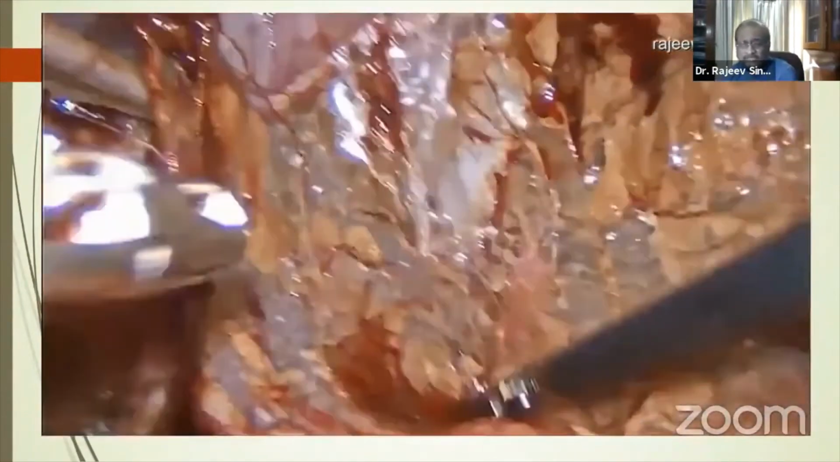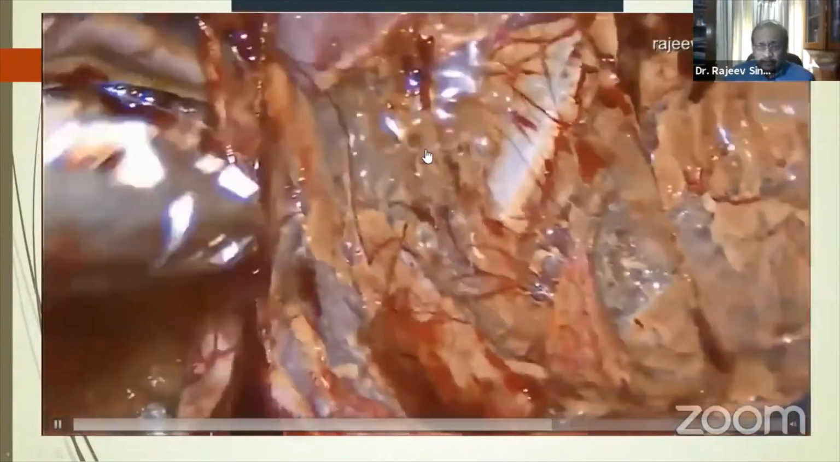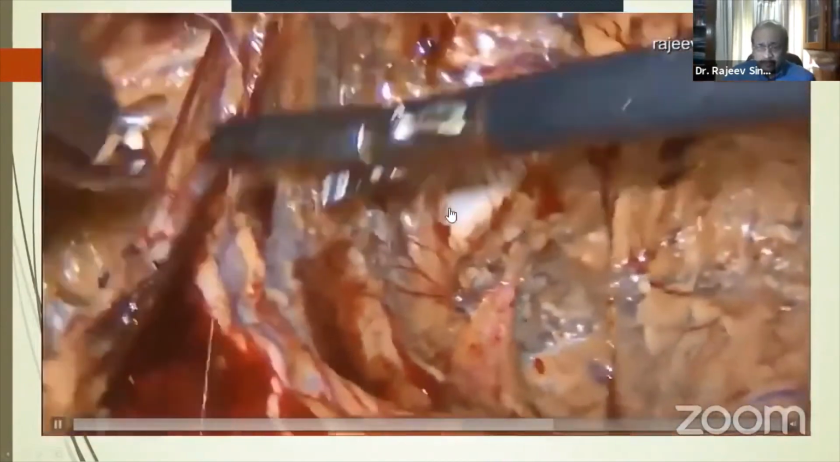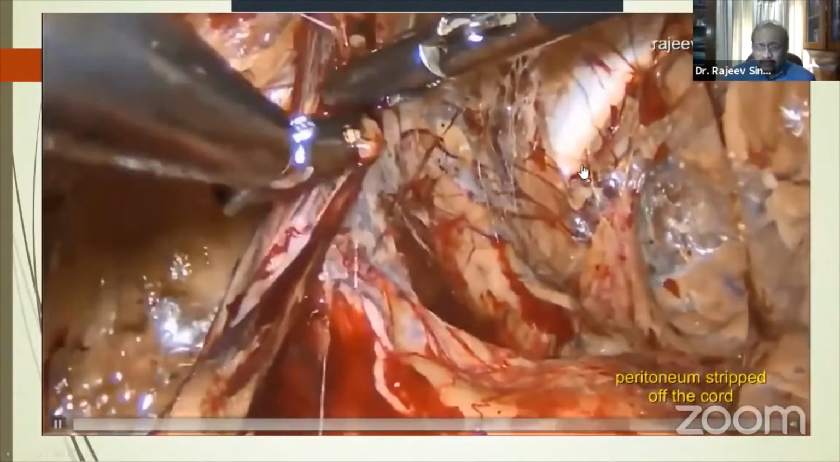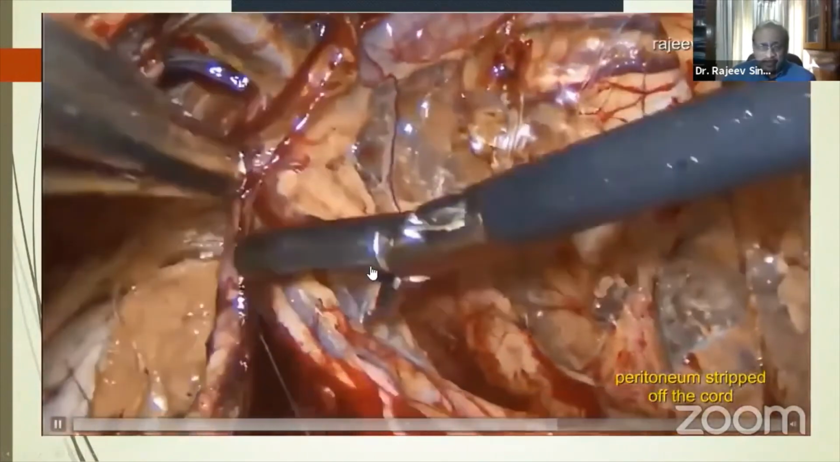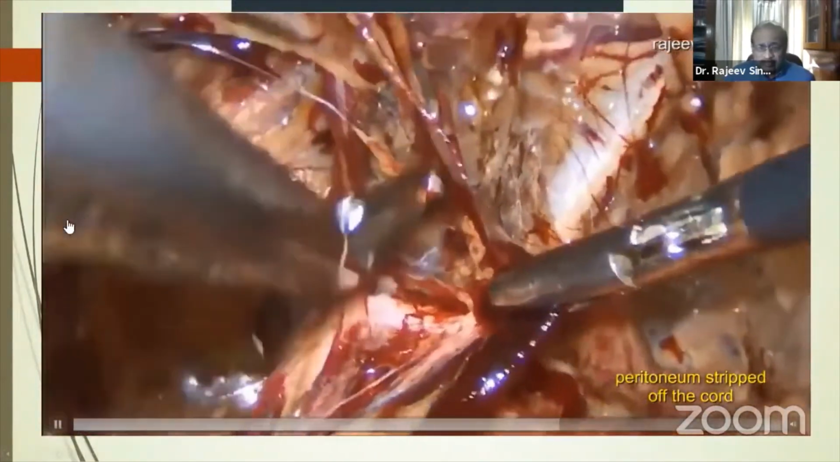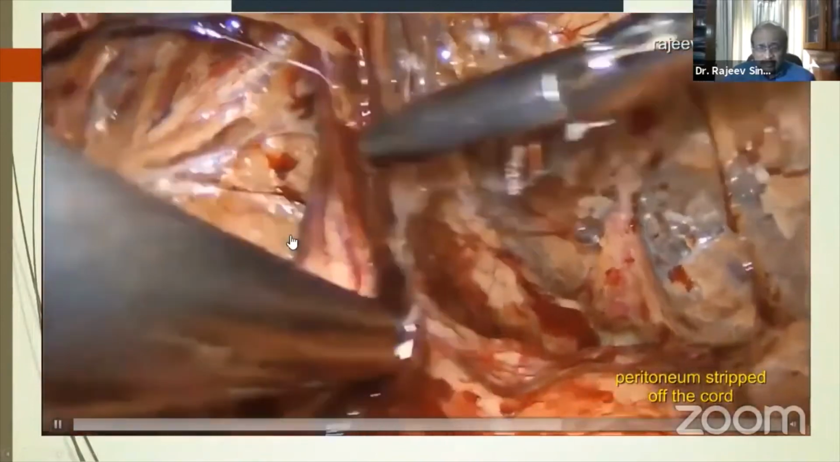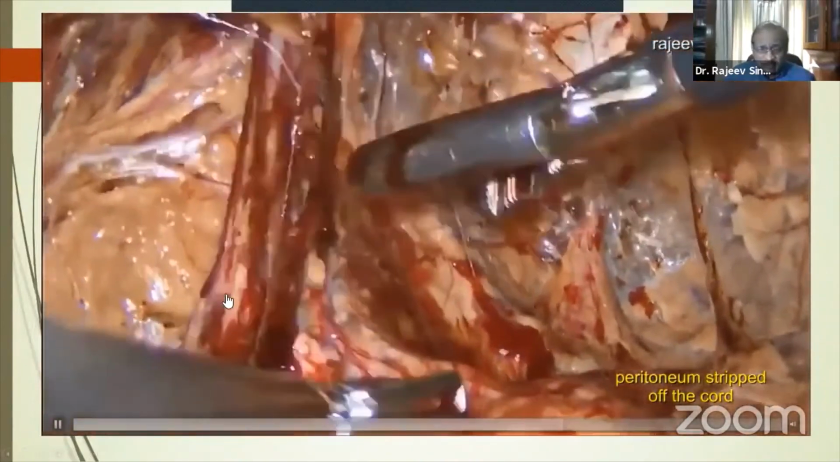And now the knee. You can see the pubic tubercle there. That is the pubic tubercle. Once I define the tubercle, the pubic symphysis, now I'll strip the peritoneum. You can see the margin of the peritoneum there. That's the margin of the peritoneum.